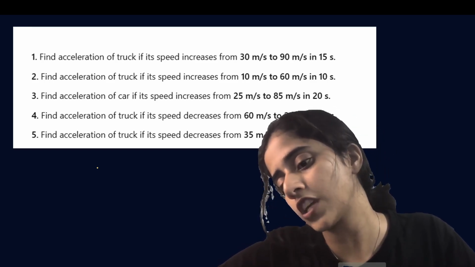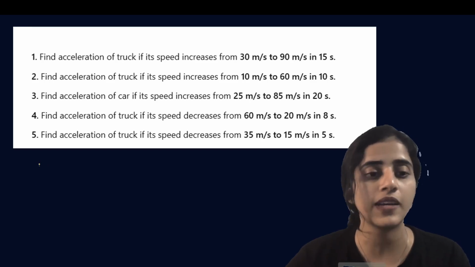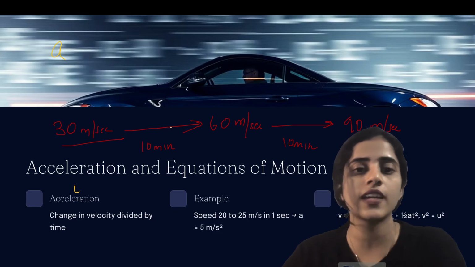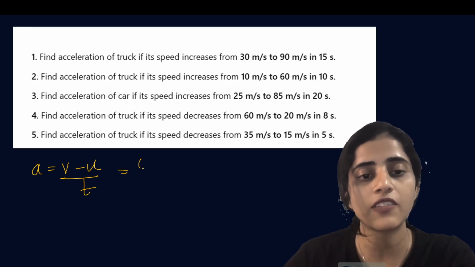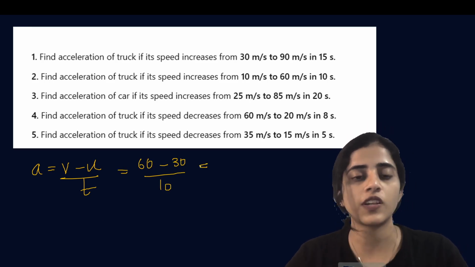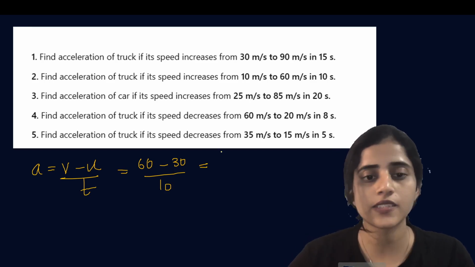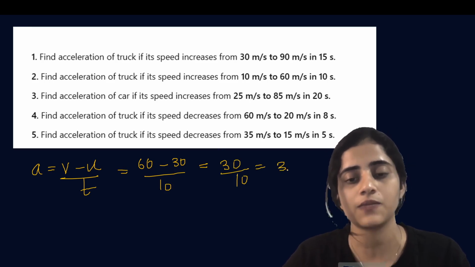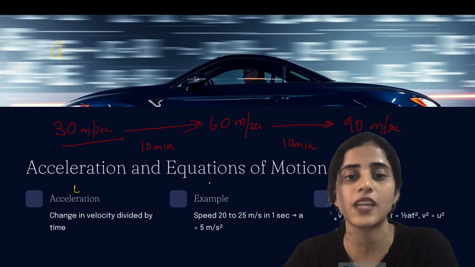So what is the value of change in velocity? Change in velocity is final velocity minus initial velocity, divided by time. So in our case, it was 60, 30 and 10. Okay. So final velocity is 60, initial velocity 30. This is 10. So what will it be? 60 minus 30 by 10. Yes. So this is 30 by 10, which is 3 meters per second square. That is your acceleration in the first 10 minutes.